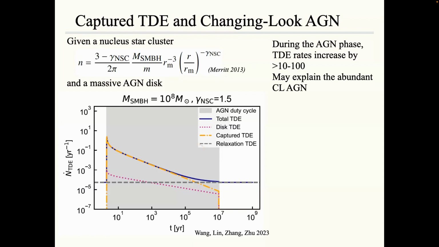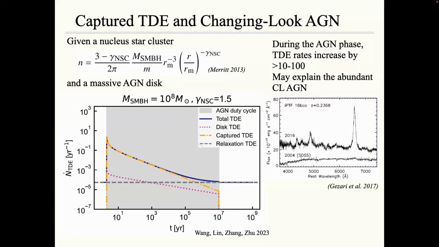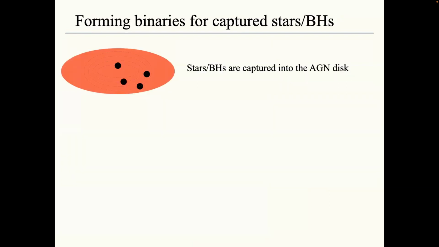And this may explain a lot of AGN which change their look during the AGN phase. Like here, you have an iPTF source suddenly becoming like a quasar with broad lines on a year's time scale. So it could be one of these disk-captured TDEs. Okay. So we could also calculate how many stars and black holes will be captured in these disks.